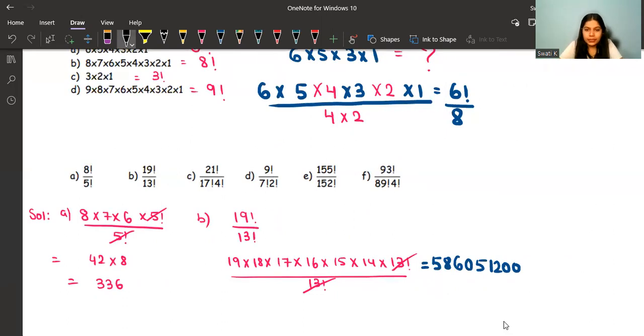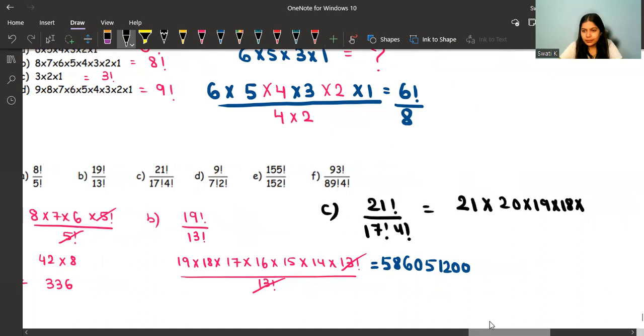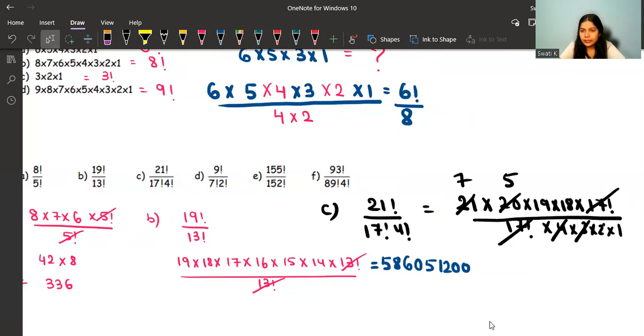Let's move to the third one, that is 21 factorial divided by 17 factorial and then 4 factorial. So what I'll do here is I will write down 21 into 20 into 19 into 18 into 17 factorial, right? Now, of course, this 17 factorial will get cancelled. And that 4 factorial I can write down as 4 into 3 into 2 into 1, right? 17 factorial will get cancelled. This 4 will get cancelled, 4 times 5 is 20. This will get cancelled. 3 times 7 is 21. This will get cancelled. 2 times 9 is 18, right?